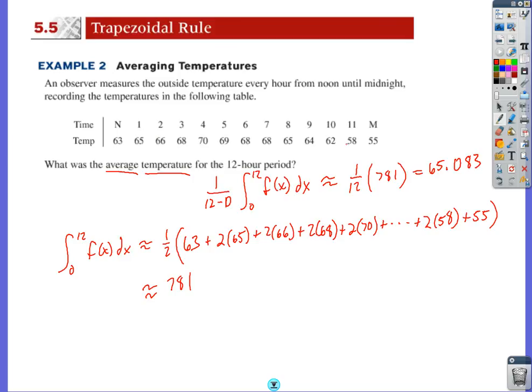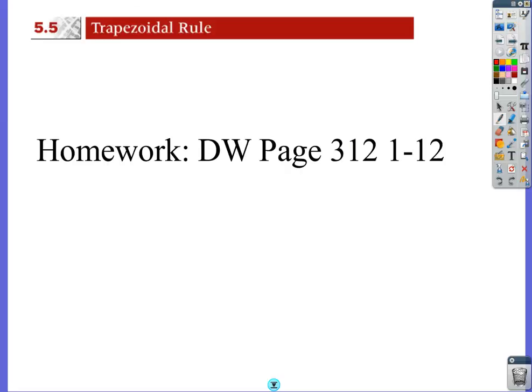So you've got to make sure you answer the question that's being asked of you. That's the big thing you're going to have to look out for in this stuff: make sure you're answering the question. Boom. Here's your homework. It's all straightforward from there. It's just exactly what we just did here.